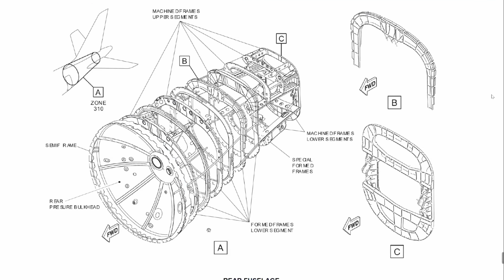So have a look. We have formed frames on the lower part, and we have machined frames on the upper part. Also, this one is a little bit special because here we have the attachment point for the THS actuator. Yes, and as you can see, it's really special here. It's really special because it has to take the loads of the THS.